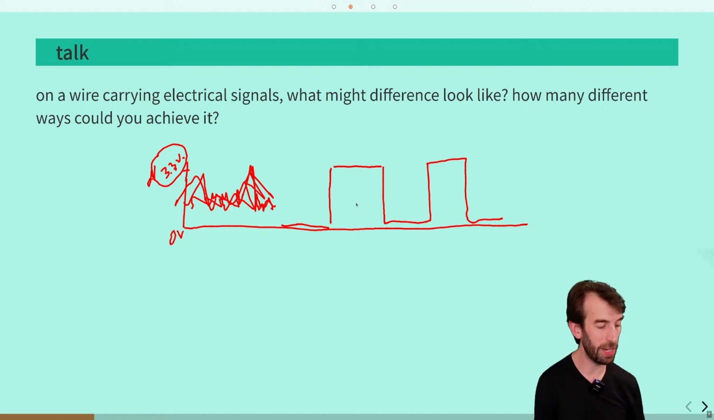So someone says, well, the voltage could be the difference. So the difference in voltage. That one's 0, that one's 3.3. Therefore, between this area and this area, we have a difference. Is there any other way of representing information using a voltage on a wire?